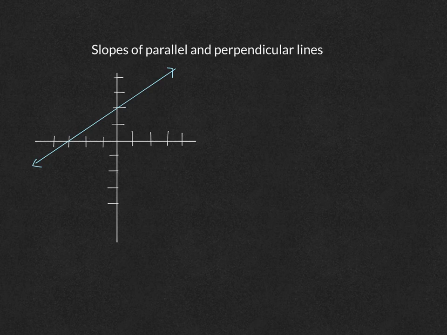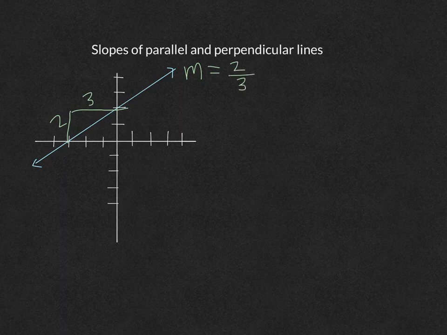Alright, in this video we are going to discuss the slopes of parallel and perpendicular lines. So let's start off with the slope of this line that we have given here. Remember, the slope is the rise over the run. So I'm rising positive 2 and running positive 3. So my slope of this blue line is rise 2, run 3.